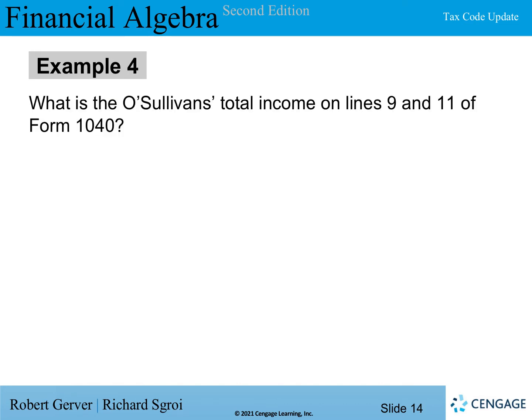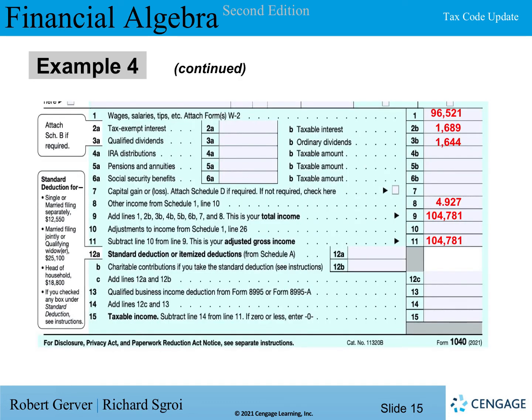So now we want to know, what is the O'Sullivans' total income on Form 1040? Well, we've got the wages, which we already put down. We've got interest, which we put down. We've got dividends, which we put down. And we've got other income from Schedule 1, which we put down. We add all those figures up, and their total income comes out to be $104,781. Assuming they don't have any adjustments, their adjusted gross income is $104,781. In this case, it's on line 11.